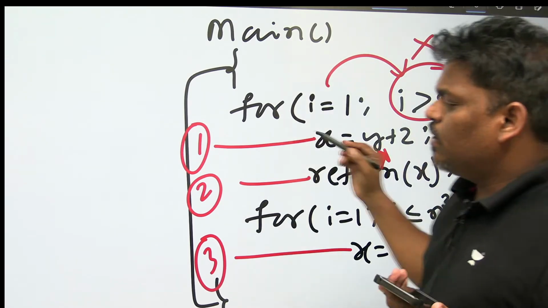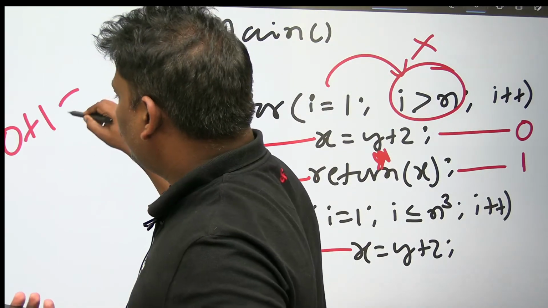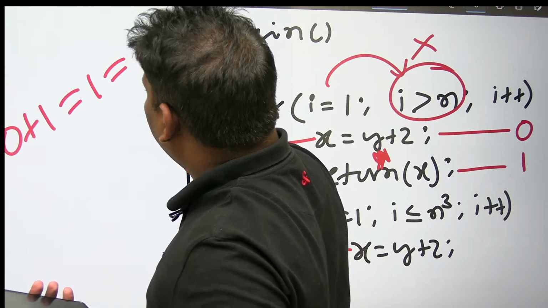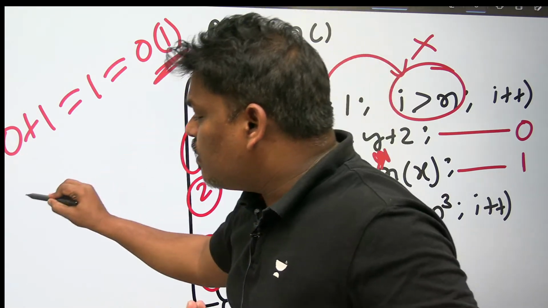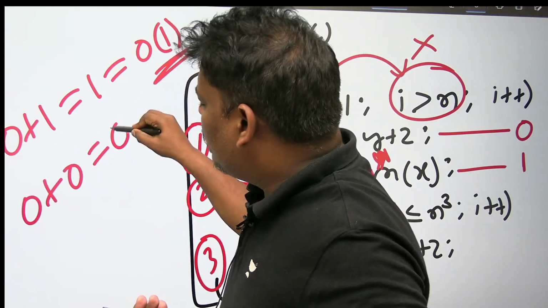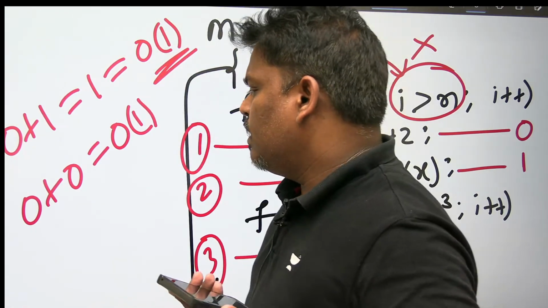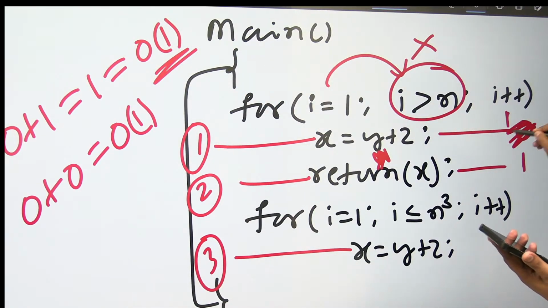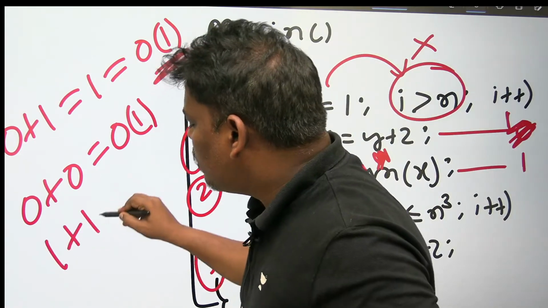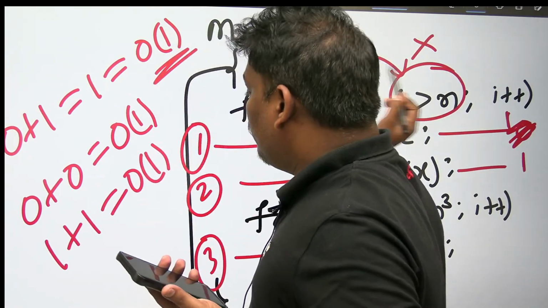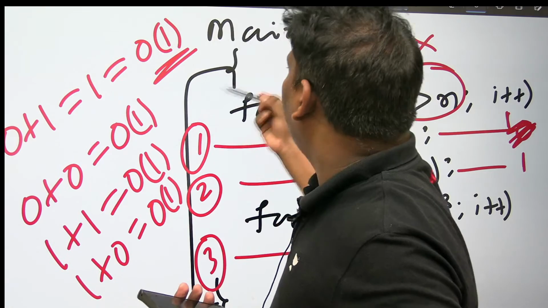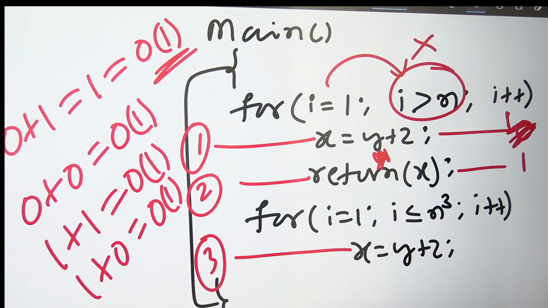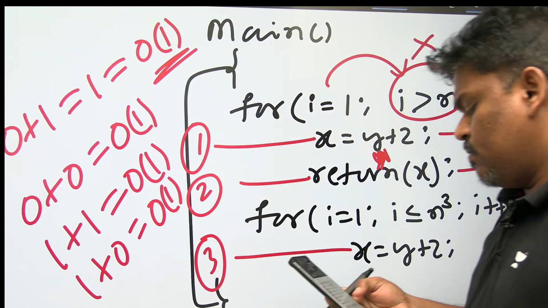So total time is 0 plus 1, which is big O of 1. Every constant can be written as big O of 1. If anyone says 0 plus 0, that is also okay. If anyone says this is also 1, that is okay. 1 plus 1, that is also 1. If anyone says it is 1 plus 0, that is also okay. Big O of 1. At the end of the day, everything is big O of 1.